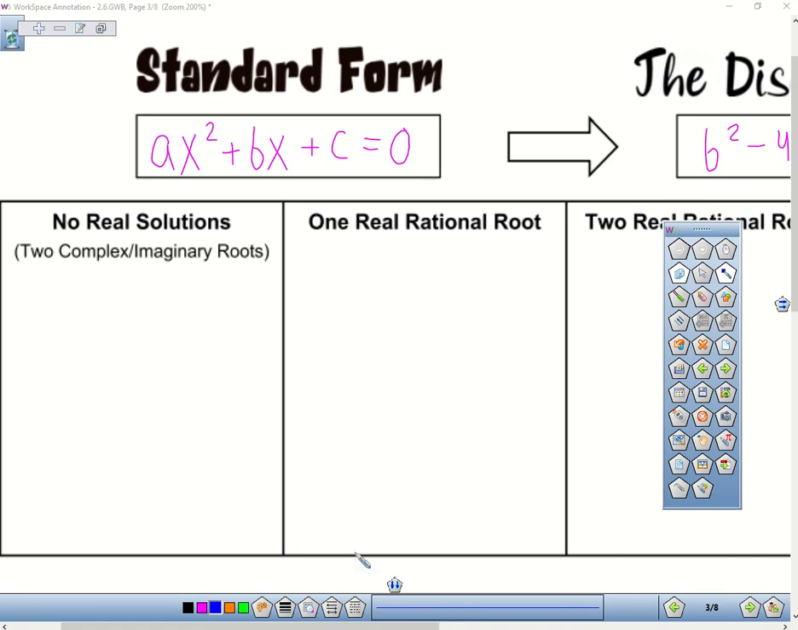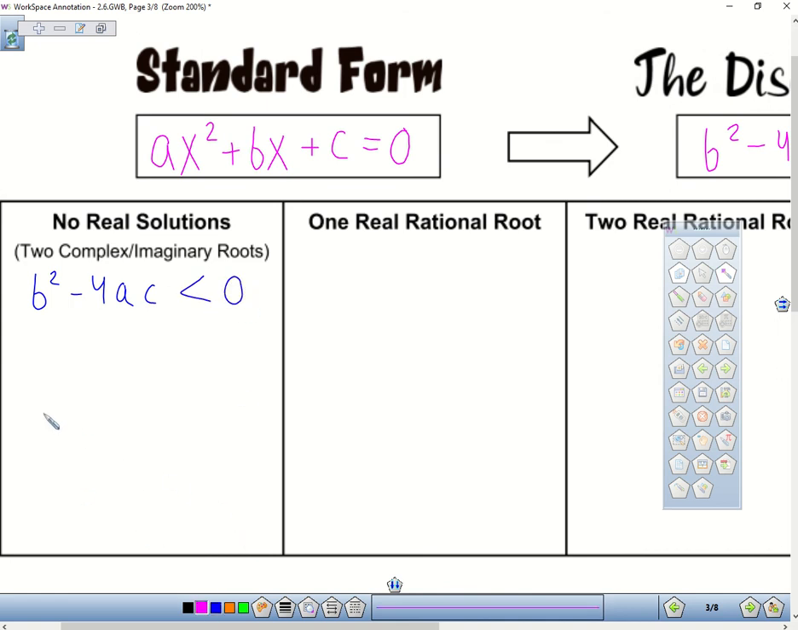All right. So if you have no real solutions to your quadratic, two complex imaginary solutions, so those are when they have i in them, what's going to happen is when you go to compute your discriminant, so you do b squared minus 4ac, that number is going to come out to be less than 0.